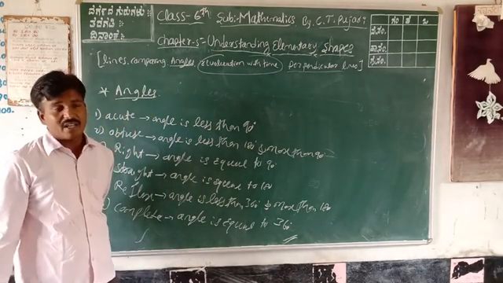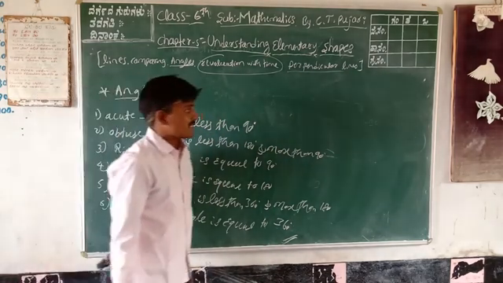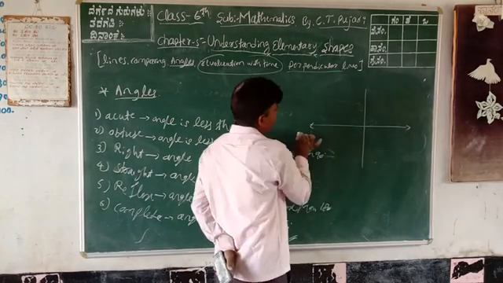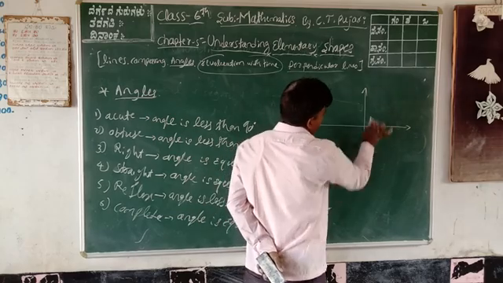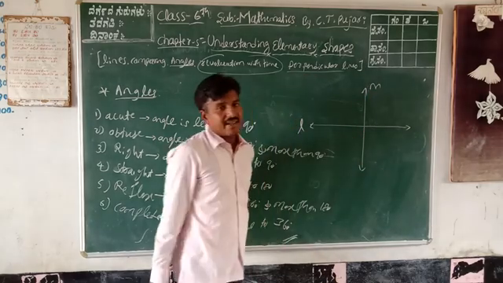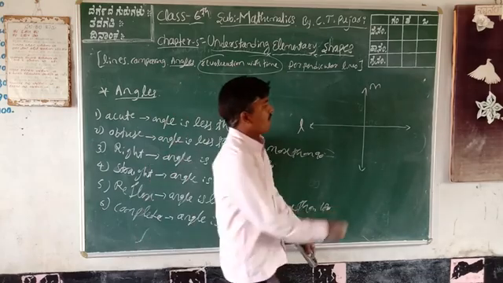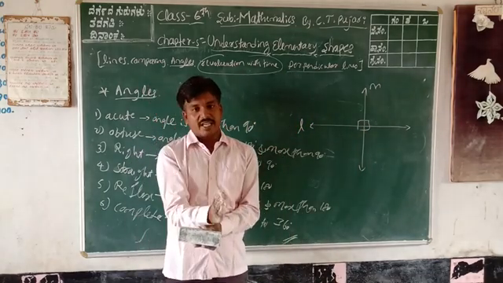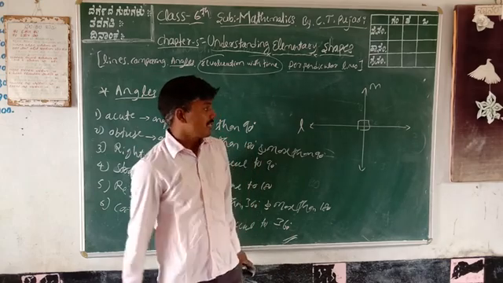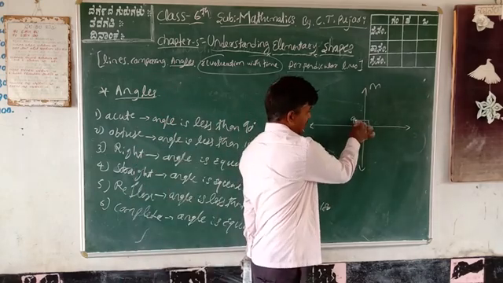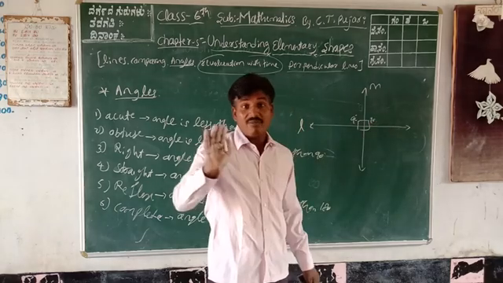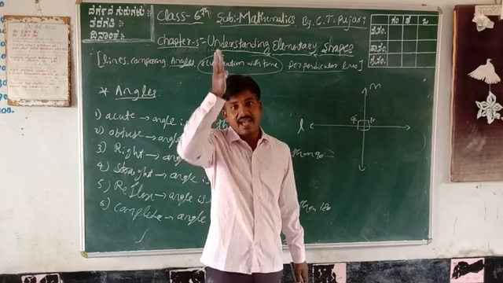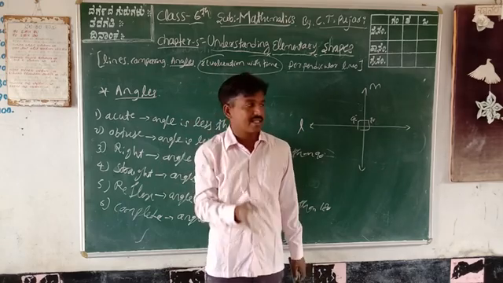What are perpendicular lines? One line is perpendicular to another line. These two are perpendicular lines, line L and line M. L and M are perpendicular lines. These two lines intersect perpendicularly. In the middle, the angle between these two is 90 degrees. For example, in your Cartesian plane, the x-axis and y-axis.